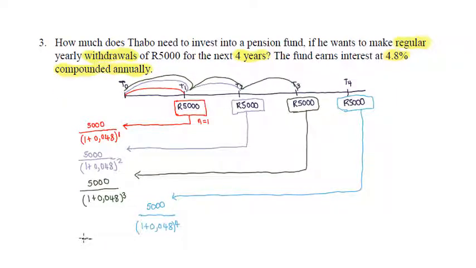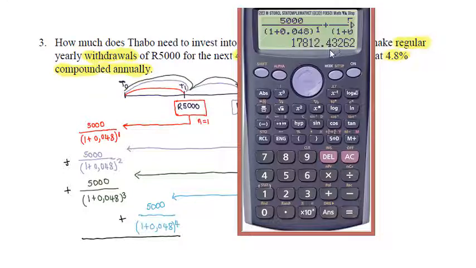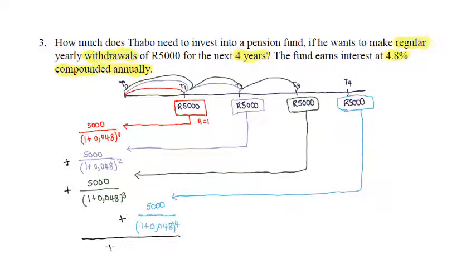So we're going to add up all of these fractions. It's that one, plus this one, plus that one, plus that one. If you add up all of these fractions, you will get that Thabo needs to invest 17,812 Rand and 43 cents today in order to be able to do regular withdrawals of 5,000 Rand for the next 4 years.